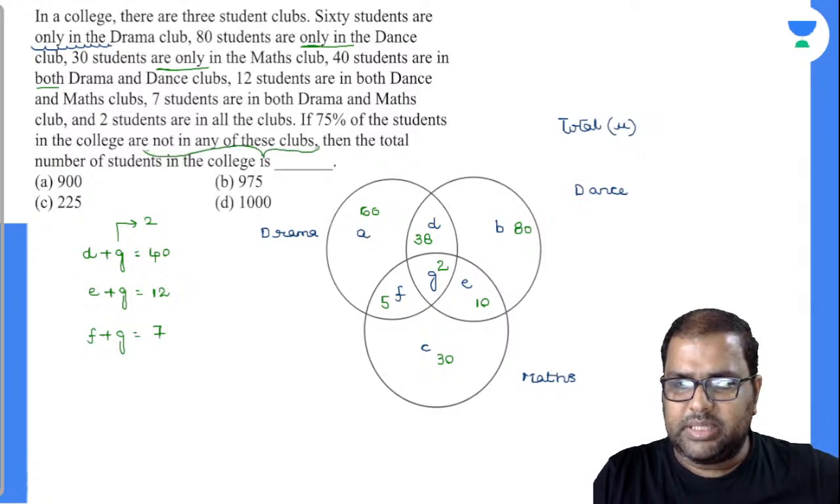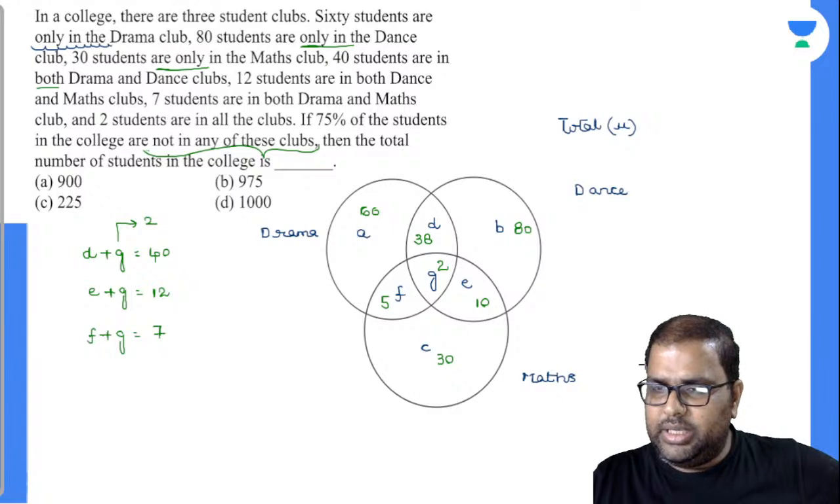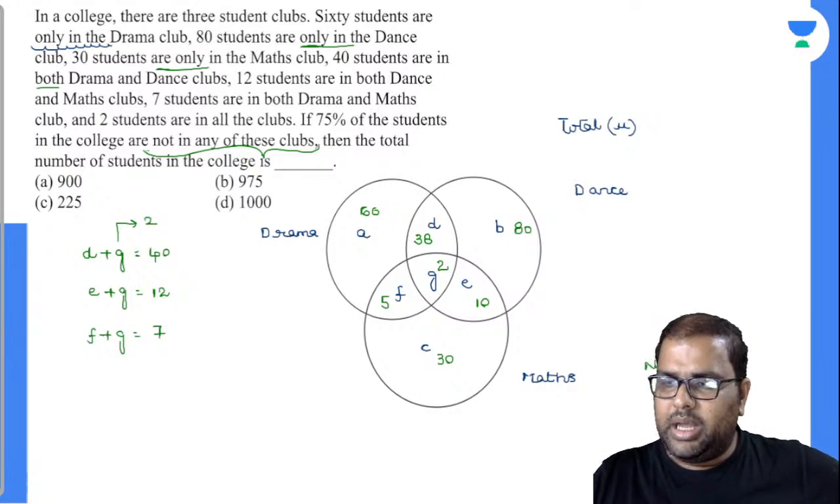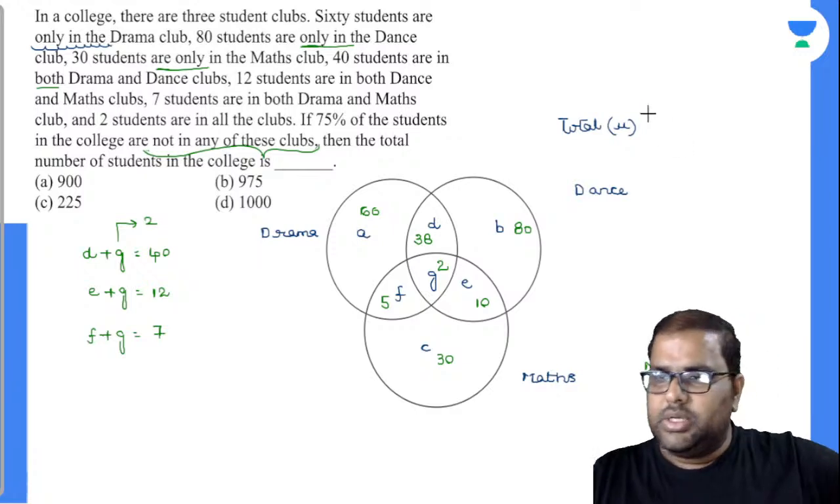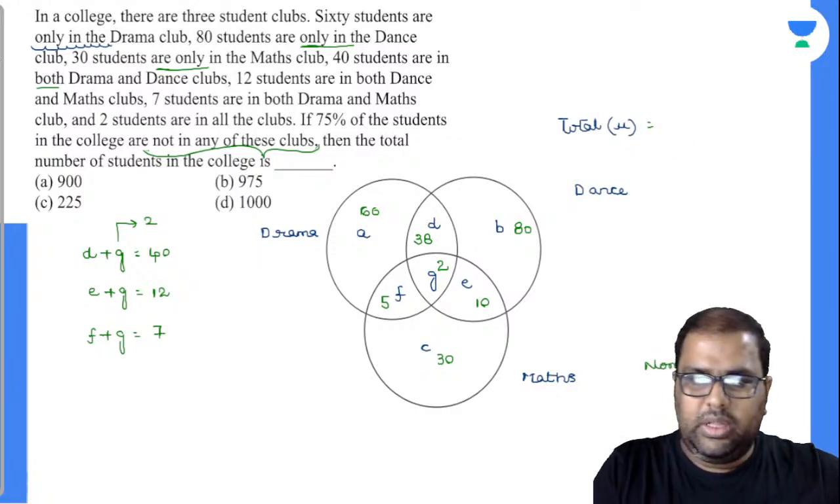Now closely observe there, if 75% of the students in the college are not in any of these clubs, it seems. So the none value is given as 75%. So the remaining value is 25%. Then the total number of students in the college.